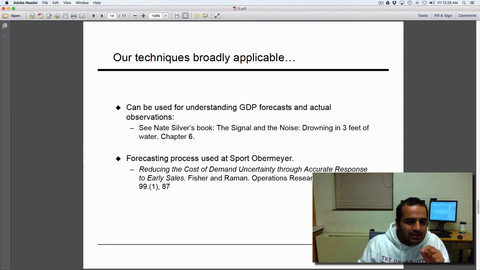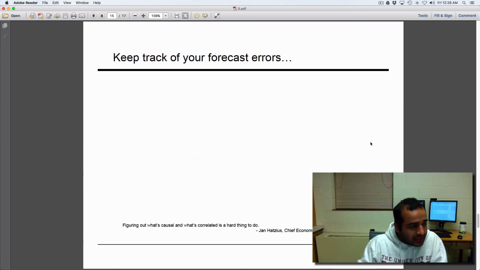Another example I'll briefly mention is a company called Sport Obermeyer. The forecasting process used at Sport Obermeyer also measures errors, and you can find out more about this in a very famous paper by Fisher and Raman. The paper is called Reducing the Cost of Demand Uncertainty Through Accurate Response to Early Sales. If you are in the business of predicting demand for new products, that's a great paper, and what I presented is kind of a summary or a simpler version of it.